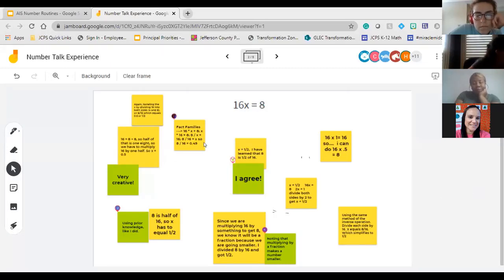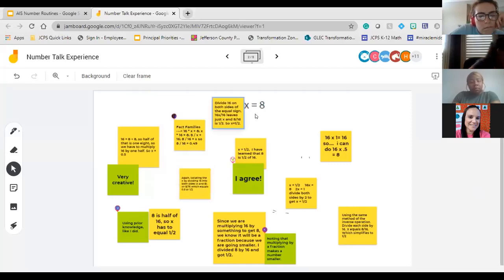Okay, excellent. I see a lot of people just said, well, I know that 8 is half of 16. Students know that because of those fact families, all the work that they did in elementary. Relating this is only going to help them build that vocab of the inverse operation and how to do it: if you do something to a variable, then you can undo it by doing the inverse. Excellent. So you see how you can use a Jamboard to respond to the number talk, okay?